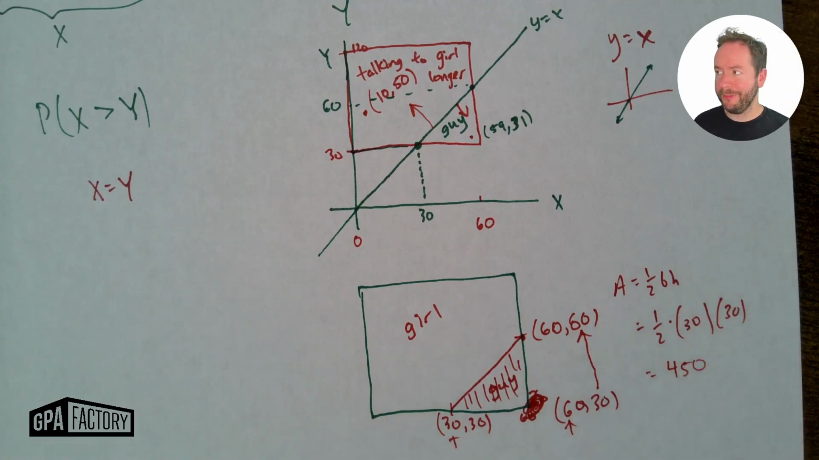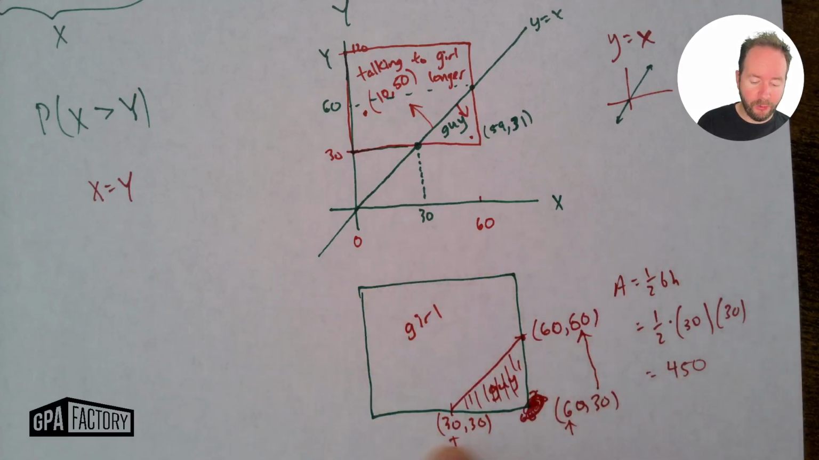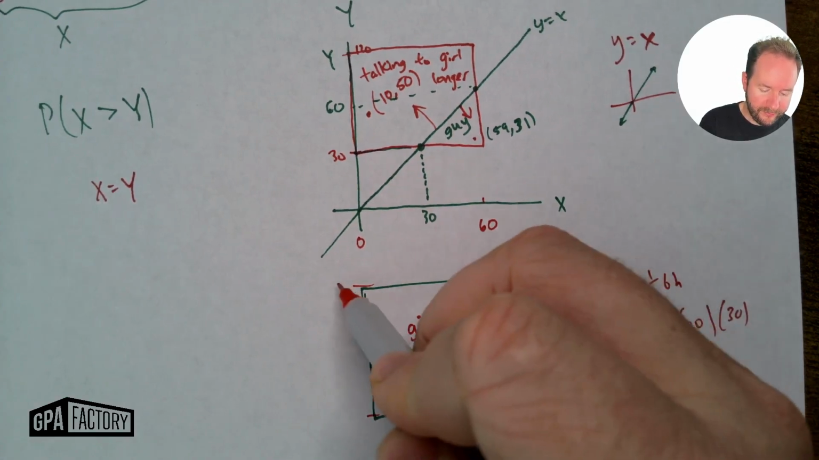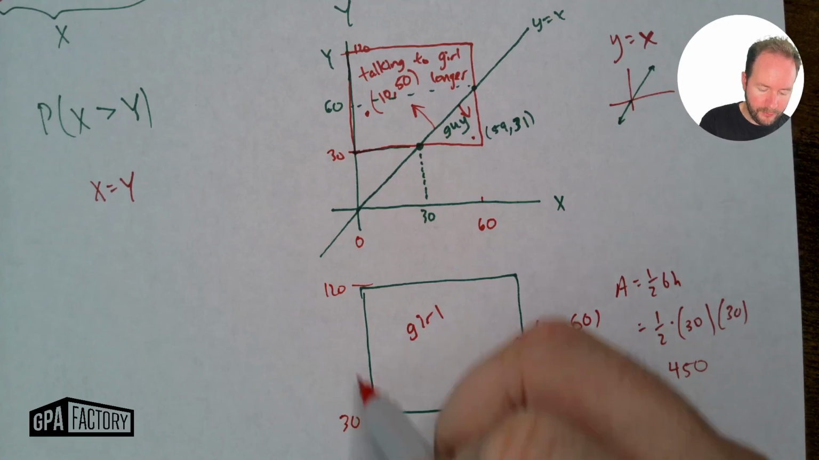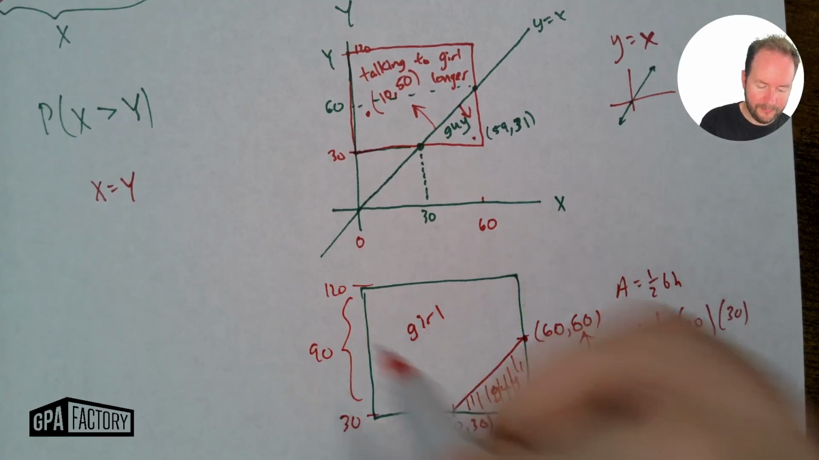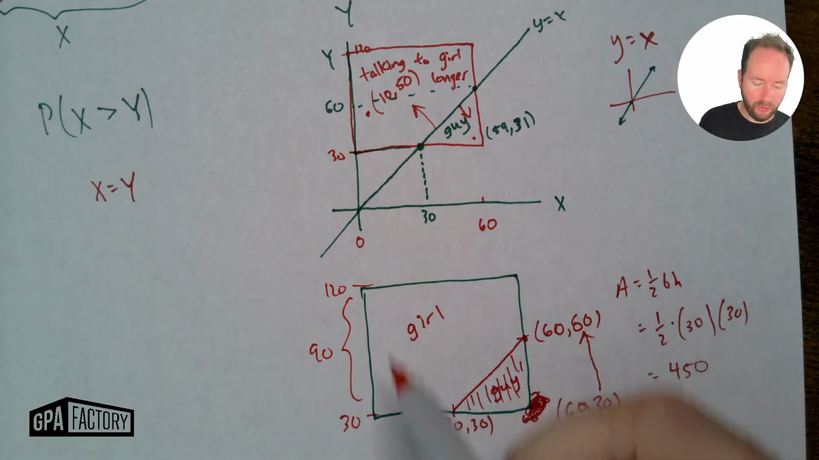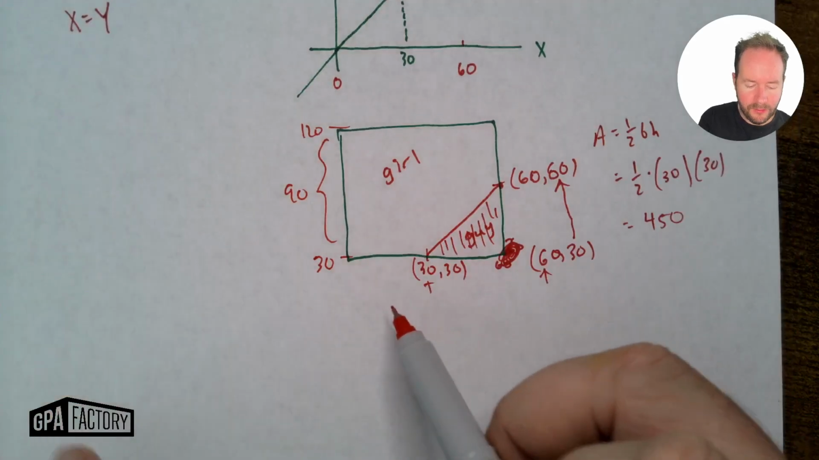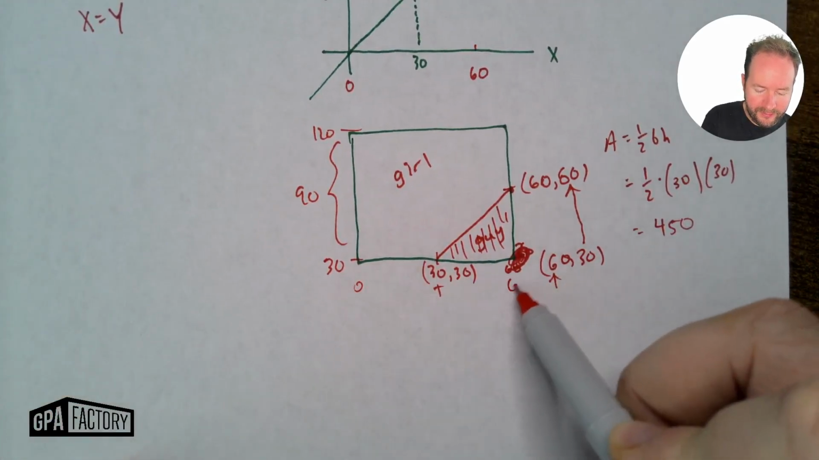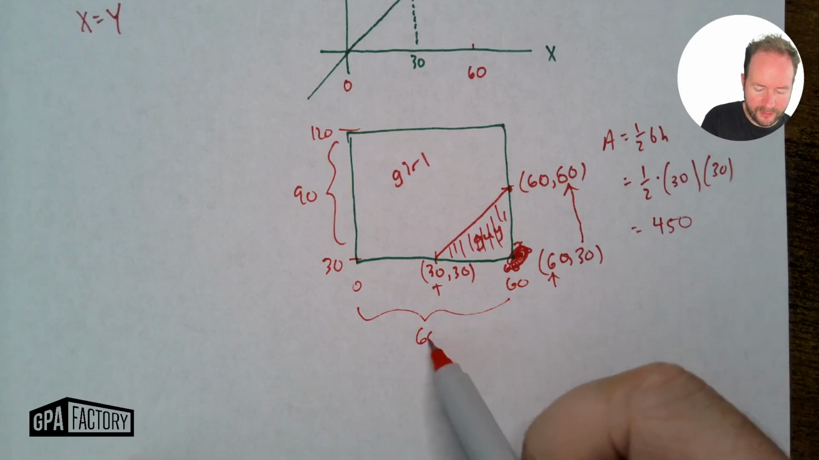After all, probability has to be a number between 0 and 1, so this is mystifying. But remember, you have to figure out what fraction this area is of the whole thing. So we now have to figure out the entire area of the rectangle. That shouldn't be too bad because I know this is 120 and this is 30, so this distance vertically is 90. Across the bottom of this rectangle, it goes from 0 to 60, so I have a horizontal distance of 60.